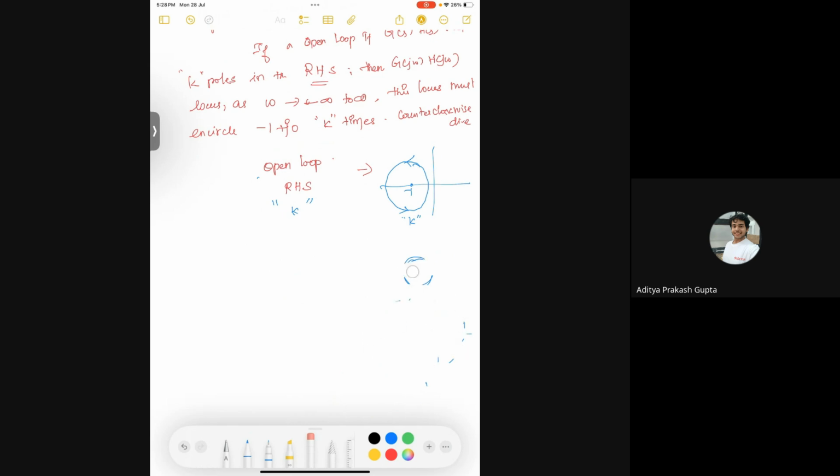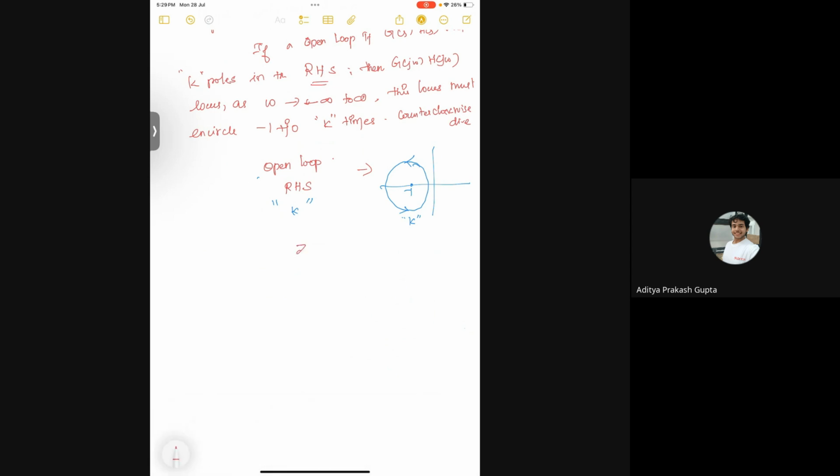That's what they are telling. So if there are k poles of the open loop system in the right half of the S plane, k times the polar plot will be encircling the -1 in a counterclockwise direction. Right?